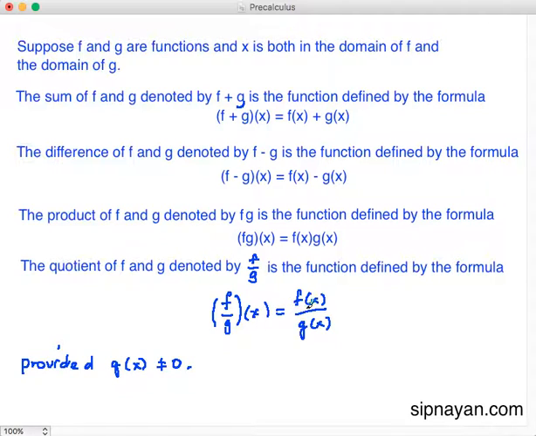Gusto ko lang i-call yung attention niyo dito sa domain. Bakit sinasabi na x is both in the domain of f and the domain of g? Bakit ito sinasabi at ano ibig sabihin nito? Well, may mga parts kasi ng function na, kung may dalawa kang functions, hindi mo maiwasan na minsan yung isang function hindi siya kapareho ng domain ng kabilang function. For example, f of x is square root of x, tapos ang g of x mo ay 2x plus 1.